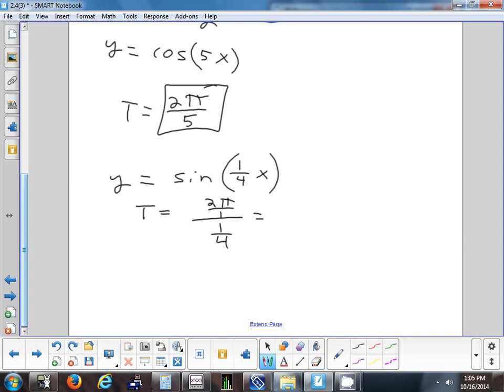How do you divide two fractions? Multiply by the reciprocal. So you've got 2 pi over 1 in the top, and the reciprocal of 1 over 4 is 4 over 1. So what would be the period of sine 1/4 x? 8 pi. So compared to the original, which would have gone from 0 to 2 pi, you've stretched it out 4 times as much.